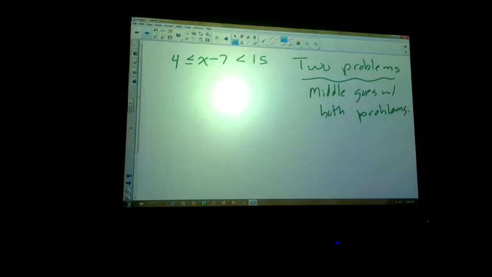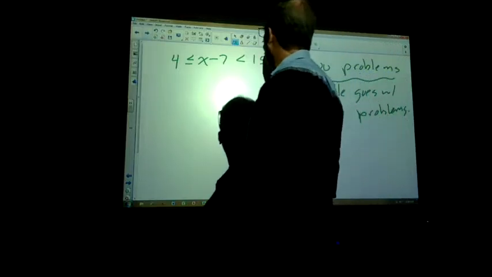Okay, so there's two problems up here. The middle goes with both problems. What if I say the term, the middle goes with both problems? What do you think the middle is up here? X minus 7. Yes. Good. X minus 7 is the middle. Everyone agree? That terminology makes sense? So the middle goes with both problems. So both problems will have what? X minus 7 is a part of it. Good. So here is our first problem.